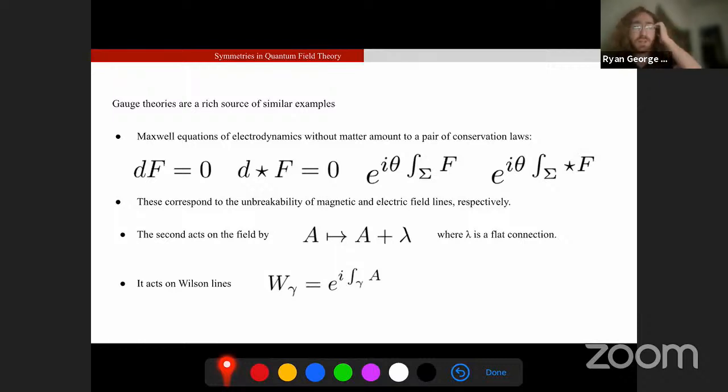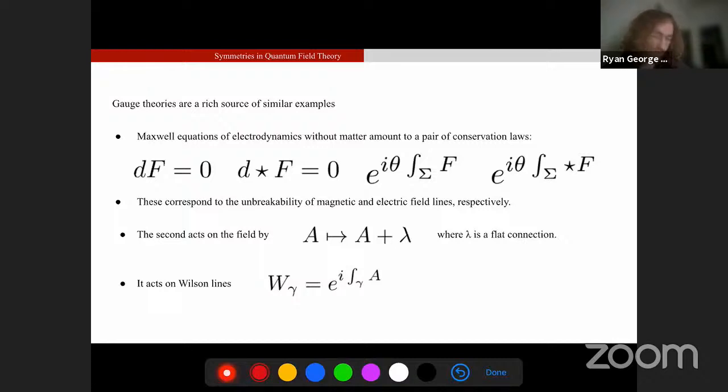For instance, if we look at the Maxwell equations for electrodynamics in the absence of any charged matter, then the whole equations reduce to a pair of conservation laws. If we write this field strength tensor F, a two form, which is dA, if you write the gauge field as A, the Maxwell equations are dF equals zero, which follows from d squared equals zero, and d star F equals zero. And those are the whole equations. So we can think about F and star F as two conserved two forms. And there are topological operators associated with them, where you exponentiate and integrate the currents over some closed surfaces, sigma. So there's two surface operators.